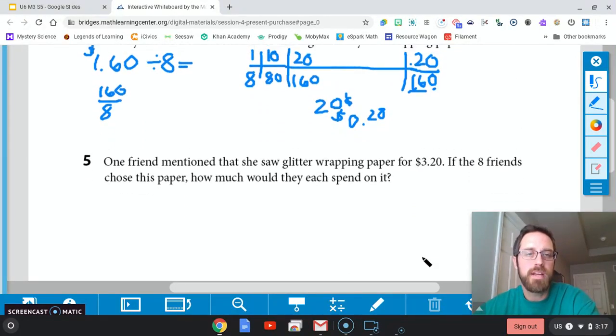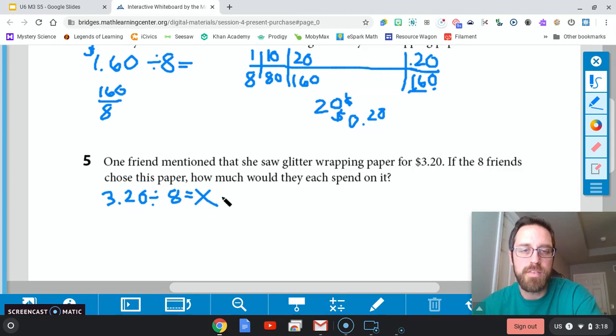It says one friend mentioned that she saw glitter wrapping paper for $3.20. If the 8 friends chose this, how much would they each have to spend on it? Again, we're trying to figure out how much they would each have to spend. We know the total is $3.20, and if we know the total, we know it's going to be a division problem. $3.20 divided by 8 equals, let's just put x in this case, using a different variable other than n. Or again, you could think of it as 320 cents.